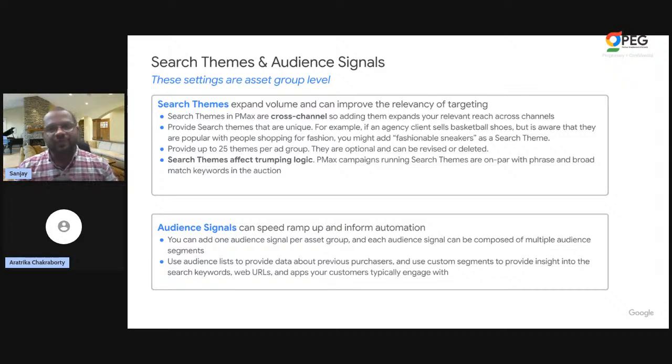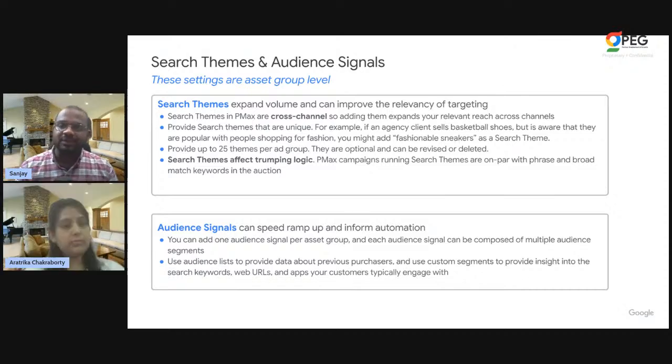Search themes in Performance Max campaigns help you drive your ads and help your ads reach more people effectively. These are like keywords, but they work across different Google platforms, not just search. By adding relevant search themes, you can expand your reach and improve your targeting. For instance, if you sell basketball shoes, adding fashionable sneakers as a search theme can help you reach a wider audience.